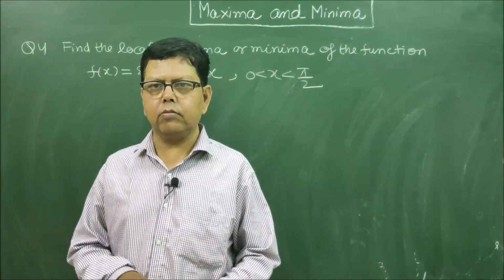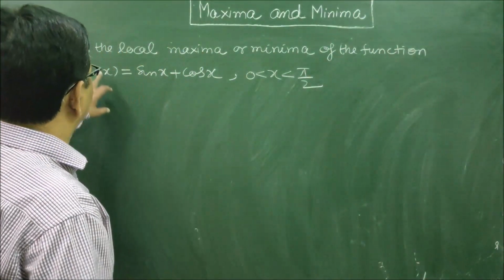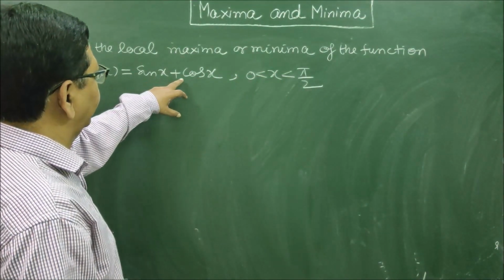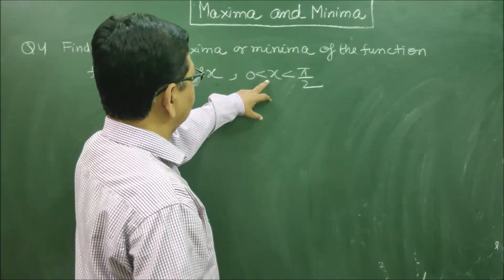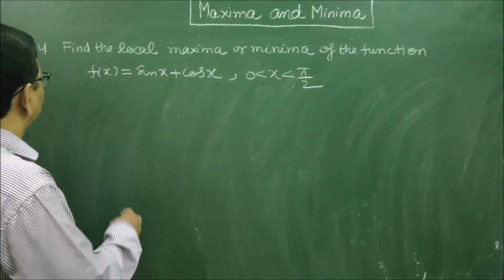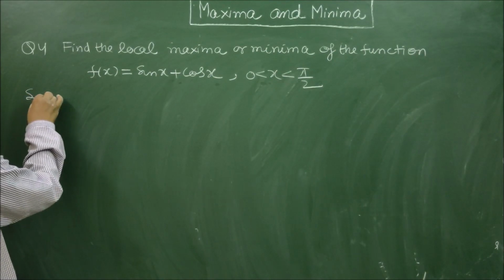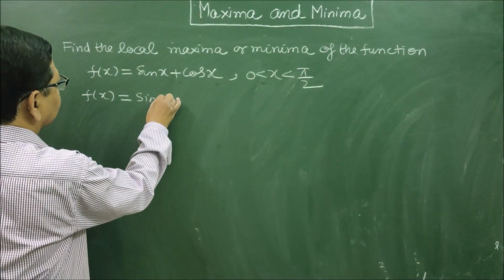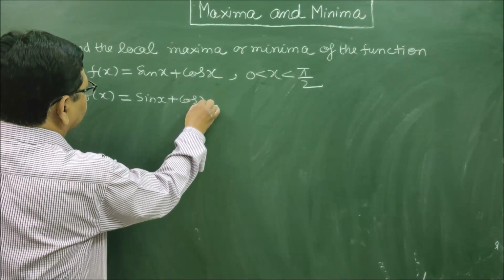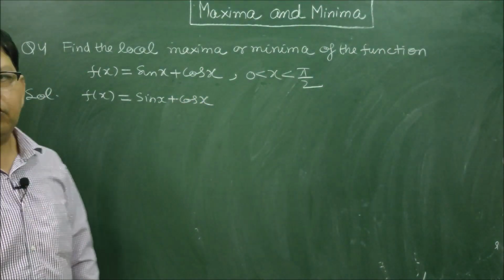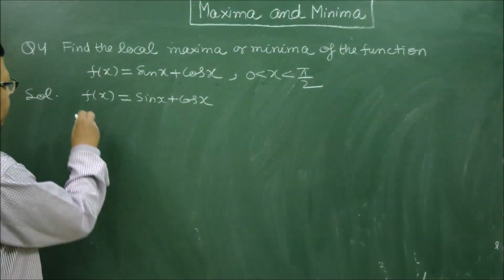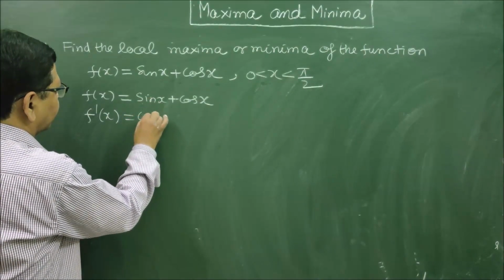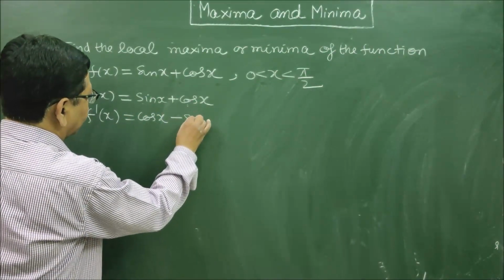Next question, question number 4. Find the local maxima or minima of the function f x is equal to sin x plus cos x, where x is greater than 0 and less than pi by 2. First let us consider the function, f x is equal to sin x plus cos x. For getting the turning point or critical point, let us differentiate this function. F dash x is equal to cos x minus sin x.